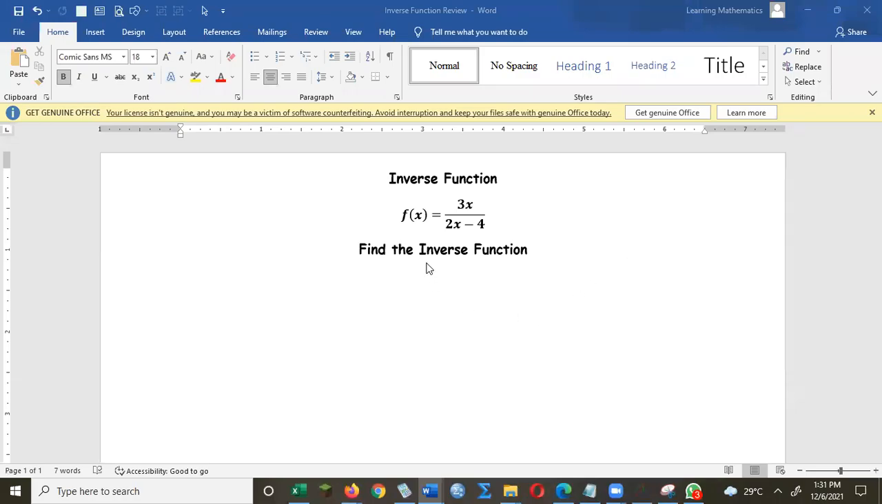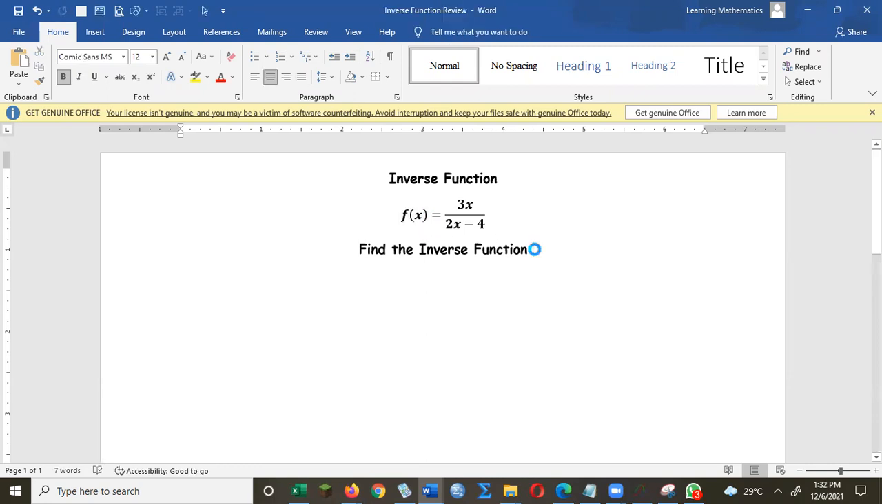Yes, so we're going to review inverse functions. Here you have f of x is equal to 3x over 2x minus 4. And the question is, find the inverse function. The notation for the inverse function of f will be f inverse of x.